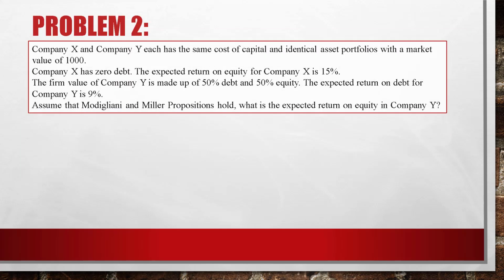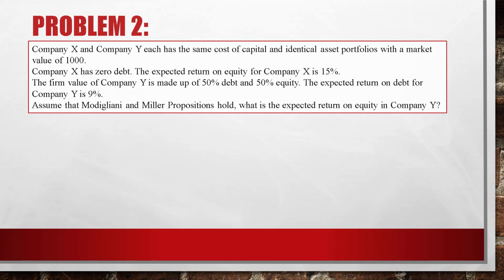Alright, problem 2. Company X and Company Y have the same cost of capital and identical asset portfolios with a market value of 1,000. Company X has 0 debt. The expected return on equity of Company X is 15%. The firm value of Company Y is made up of 50% debt and 50% equity. The expected return on debt for Company Y is 9%. Assume that the Modigliani and Miller propositions hold. What is the expected return on equity in Company Y?